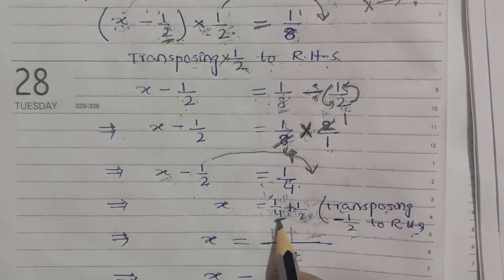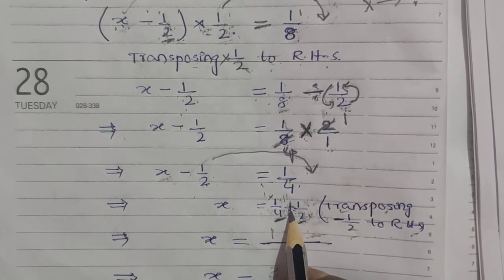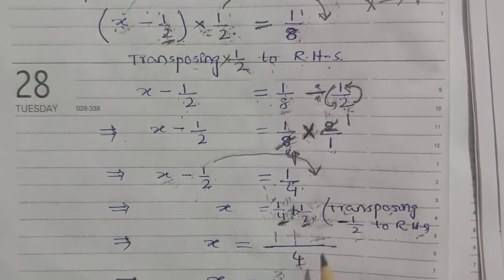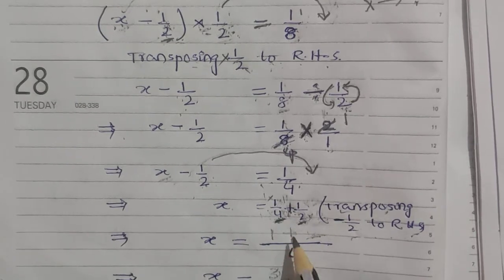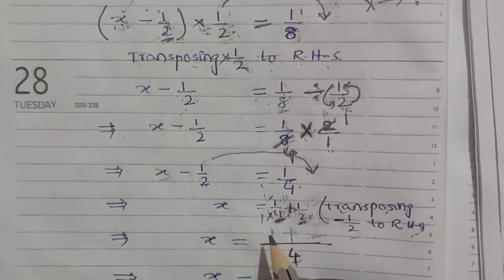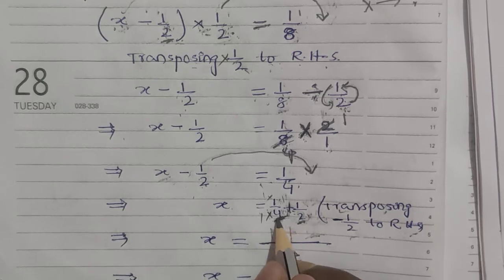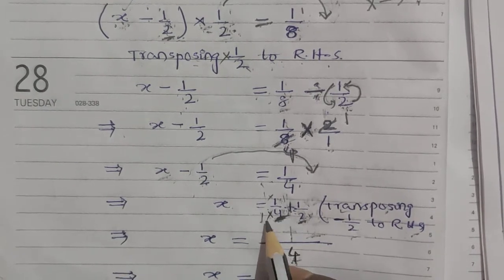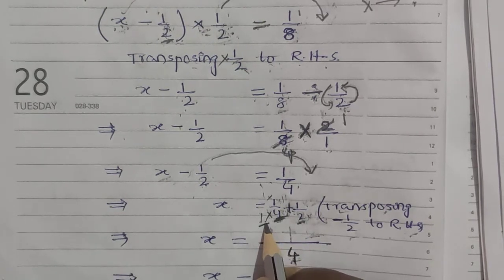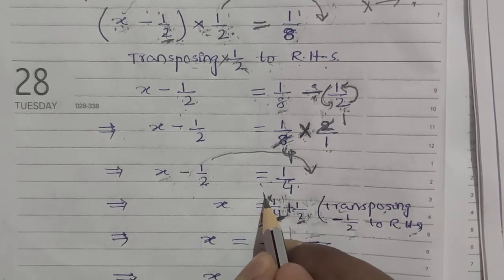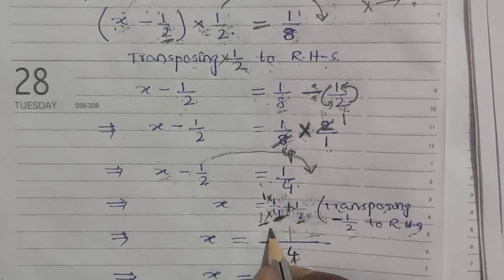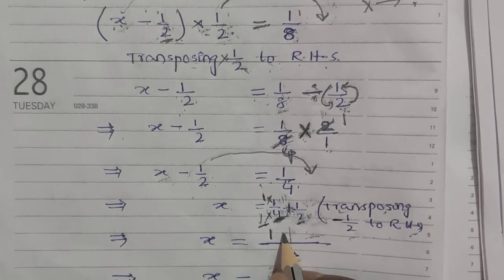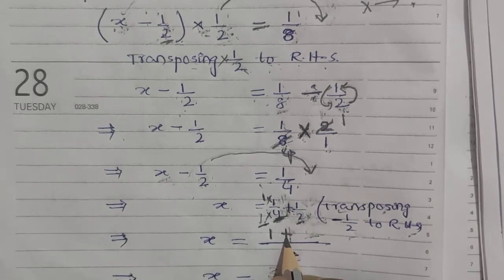Now whenever fractions have a plus or minus symbol between them, we go to the LCM of the denominators. The LCM of 4 and 2 is 4 only. 4 became 4 by multiplying with 1, so this denominator stays the same. Whatever number is multiplied with the denominator, the same is multiplied with the numerator. 1 into 1 is 1 only. If it is plus, you write plus; if it is minus, you write minus. So we write plus.